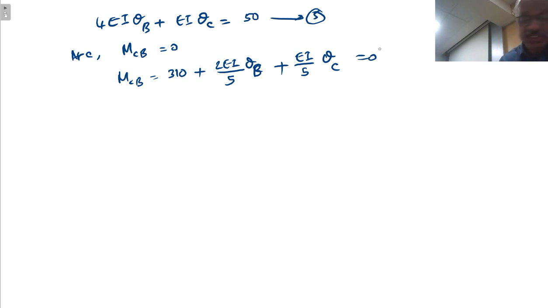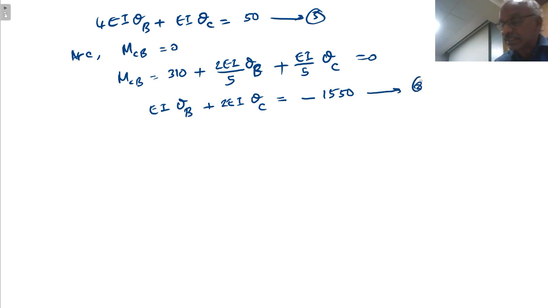On simplification you will find EIθB plus 2EIθC equal to minus 1550, because this 310 when it goes to the right-hand side becomes minus 310, and when it is multiplied by 5, that will become minus 1550. So this is equation number 6.